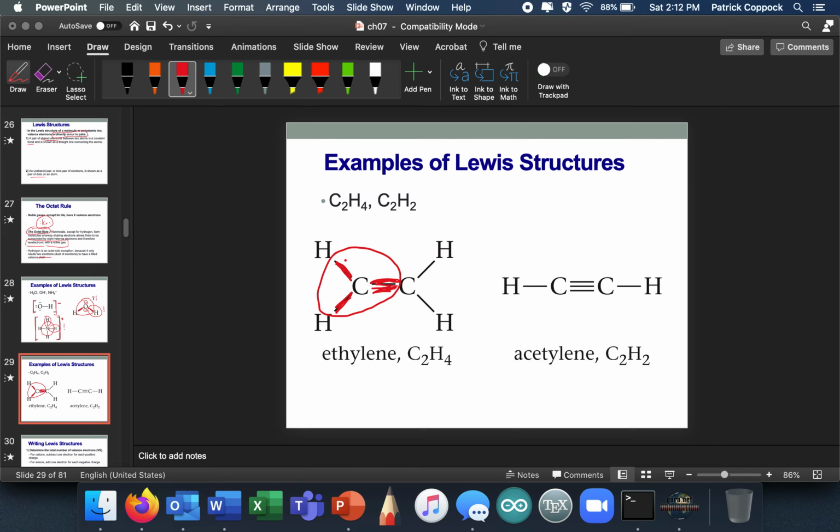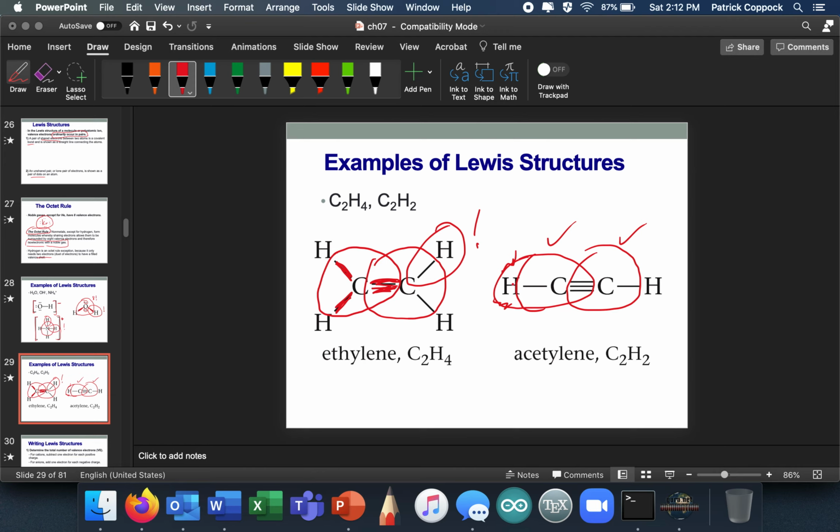So that carbon feels 8 electrons in its outer shell. This one also feels 8 in its outer shell. Hydrogen feels 2 in its outer shell, which is awesome. Good, love it. This carbon feels 8 in its outer shell, love it. This carbon feels 8 in its outer shell. Oops.